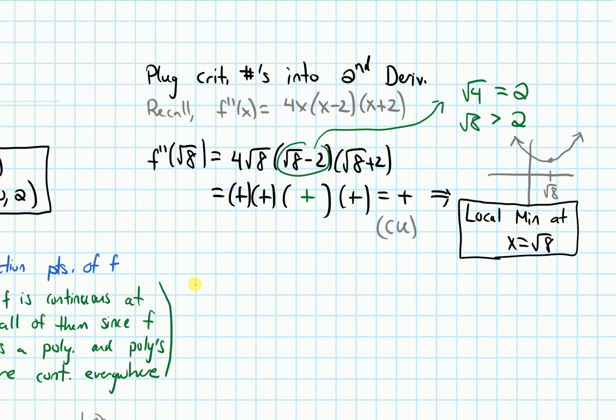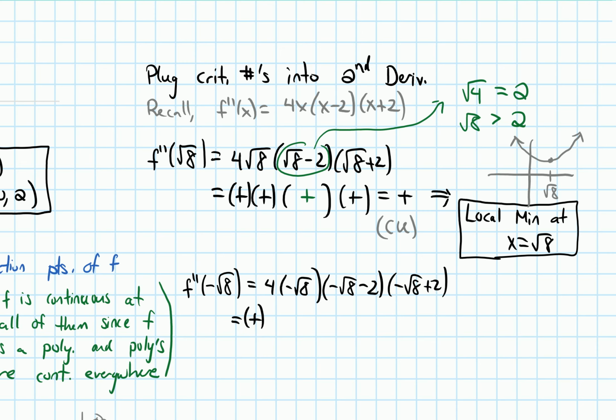Okay, so now let's plug in the other critical numbers. So let's do negative root 8. We'll get 4 times negative root 8 times negative root 8 minus 2, and then negative root 8 plus 2. So 4 is positive, and then after that we have a negative times a negative times a negative. So overall, 3 negatives multiplied is going to give me a negative. So this is concave down.